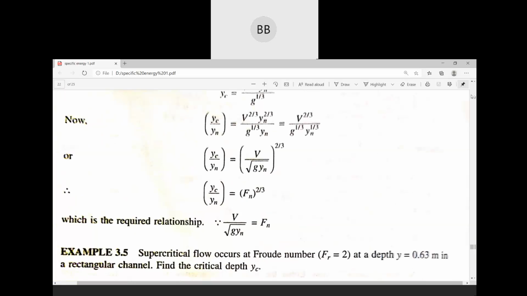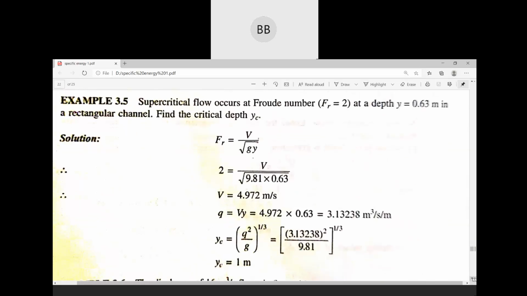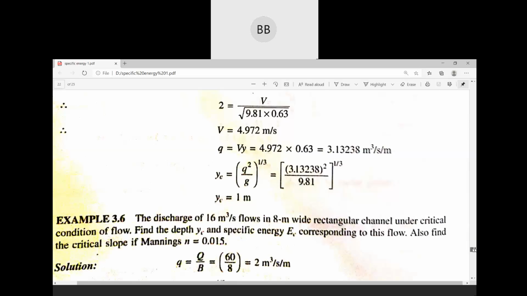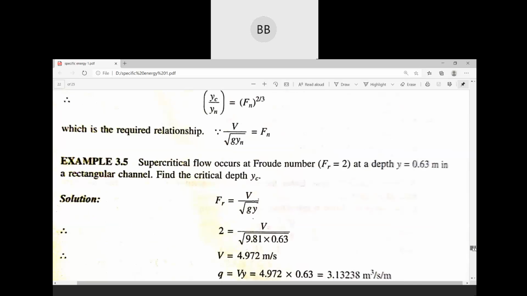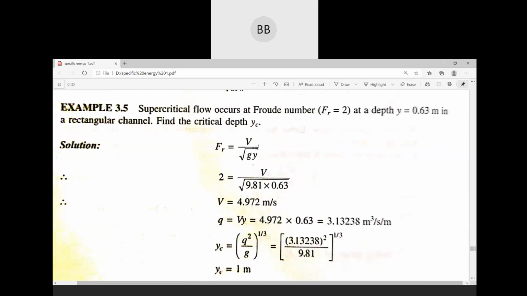So then we move on to the next numerical. It's very simple. Next numerical, what is given?